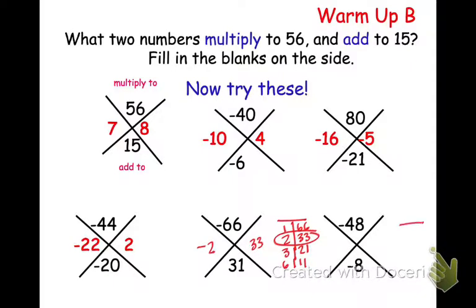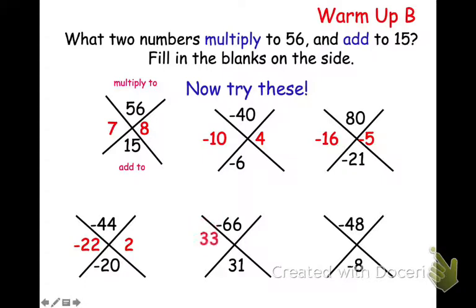48. This has a lot of decimals, so a lot of factors. So 1 and 48, 2 and 24, 3 and 16, 4 and 12, I think that's it. Negative 12, positive 4. So when in doubt, make the factor tower. You don't have to make the factor tower.